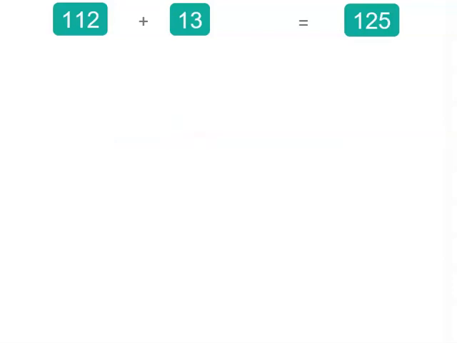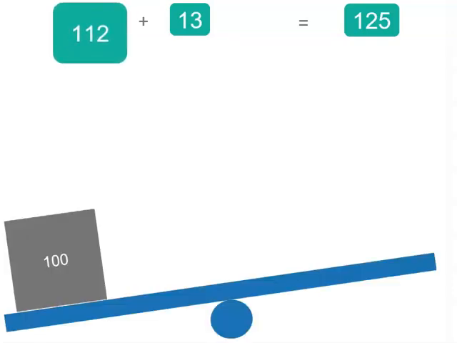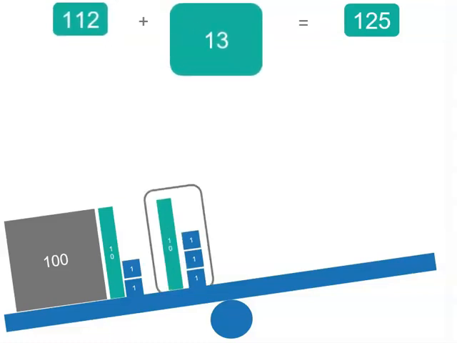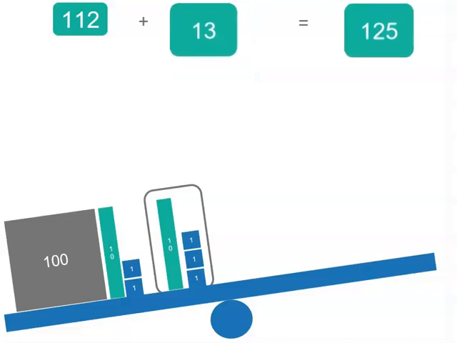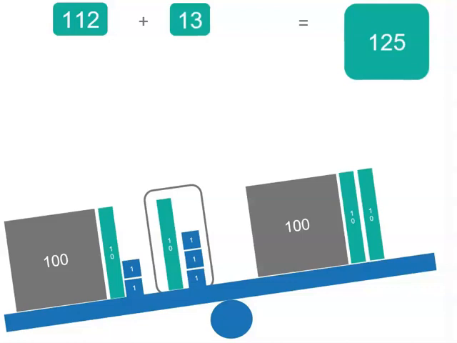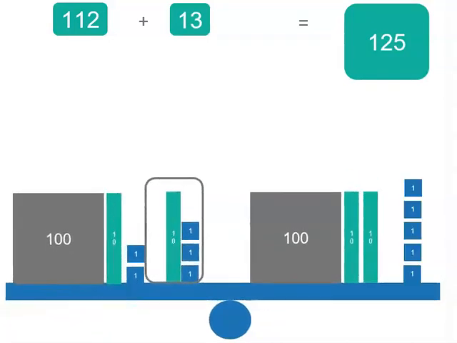Well, when I added 13, I got 125. So let's think about what that means. We had 112 on one side of our number problem, which is 100, 10, and 2 ones. We then added 13, which is 10 and 3 ones. I'm going to put a little box around that for now, because that's the number we're adding on, and we're going to come back to that. And at the moment, we don't have anything on our seesaw, so we need to put 125 there, because that's equal to the other side. 100, 2 tens, and 5 ones, and now it's balanced.